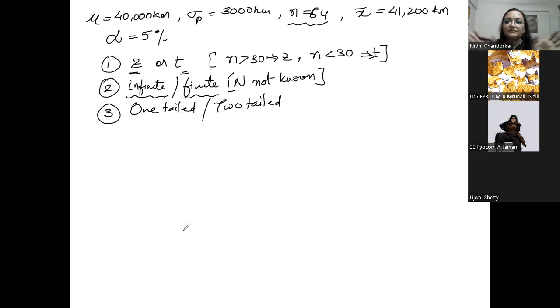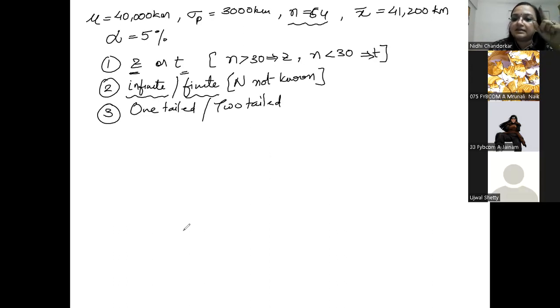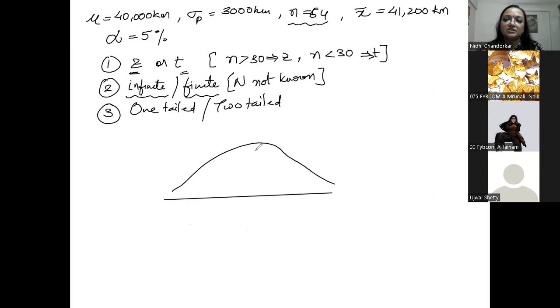Are they asking whether the life of the tire has changed in any direction? Life has changed, or they're specifically asking the life has increased or not? So what do you think? It's a one-tailed test or a two-tailed test? Two-tailed. No, if they had asked, yeah, if they had asked whether the life of the tire has changed or not, so change could have happened in any direction, right? The change could have been in positive as well as in negative direction.